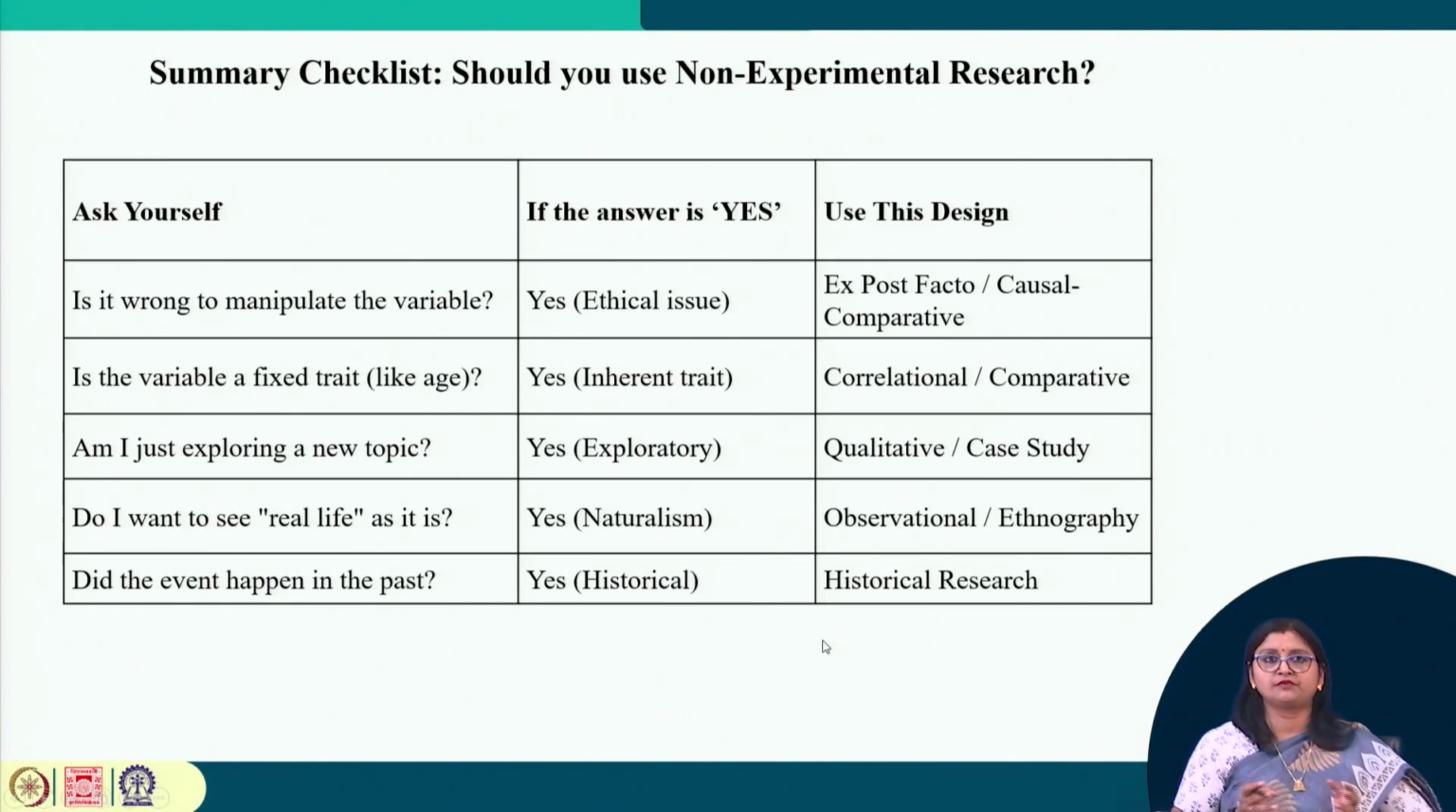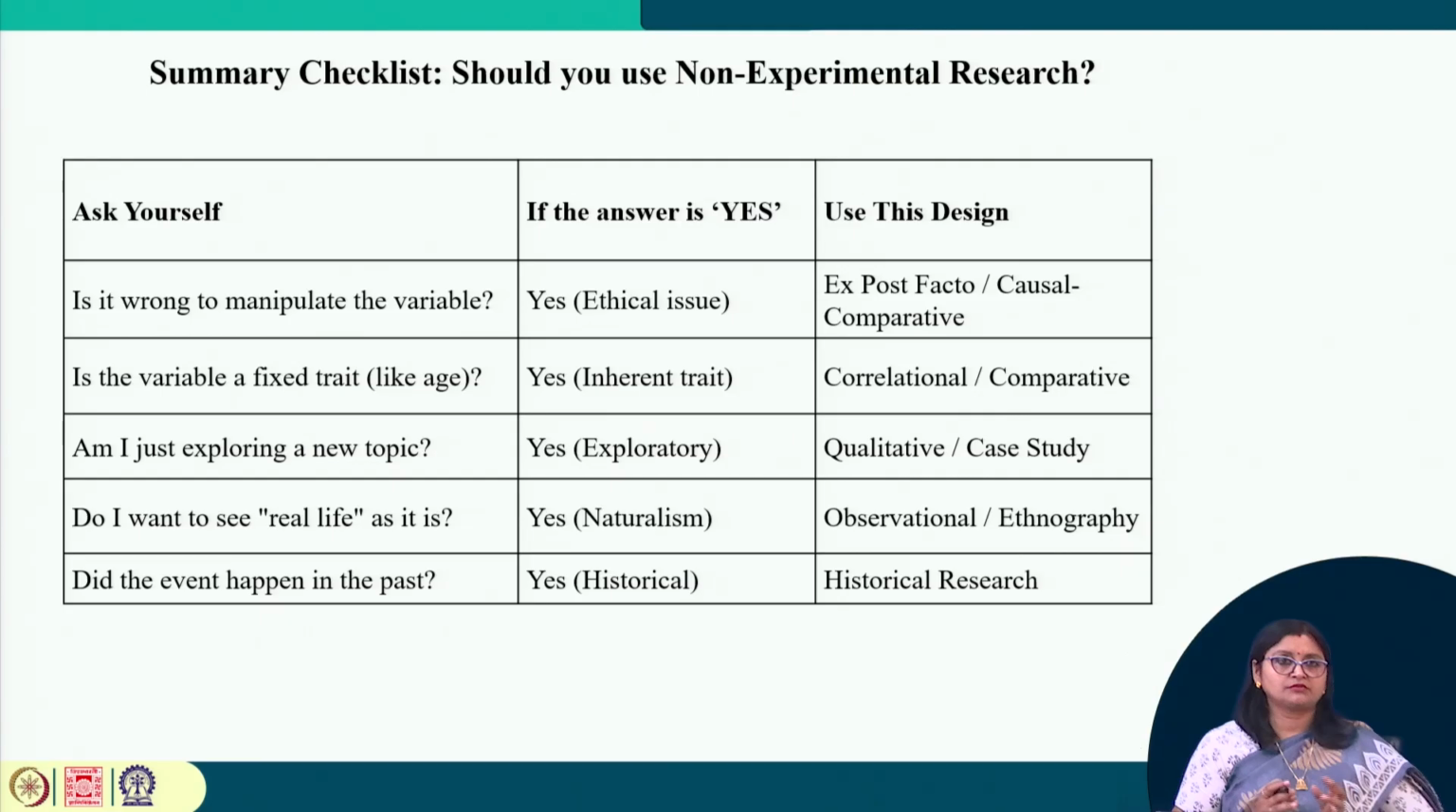Now, if we want to check the summary, if you want to conduct non-experimental research, then ask yourself: is it wrong to manipulate the variable? If yes, then go for ethical issues; you can use an ex post facto design. Is the variable a fixed trait like age? If yes, then go for a correlation study. Am I just exploring a new topic? If yes, it is exploratory, so go for a qualitative case study.